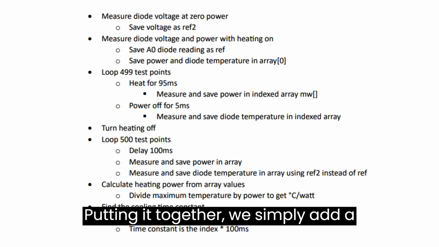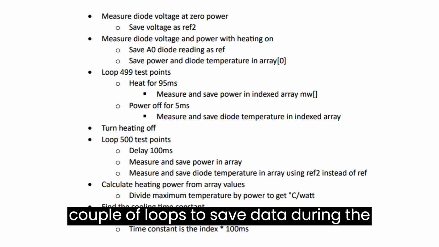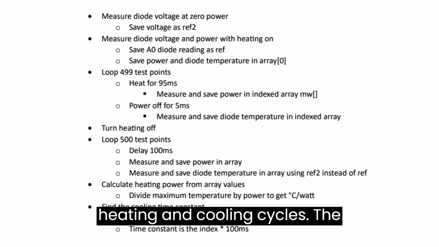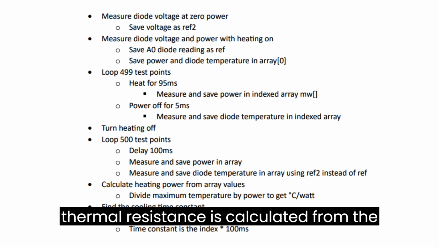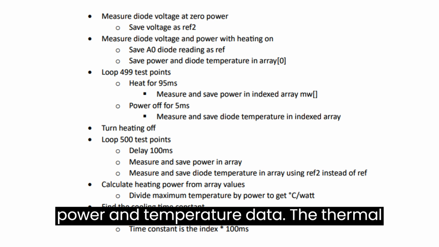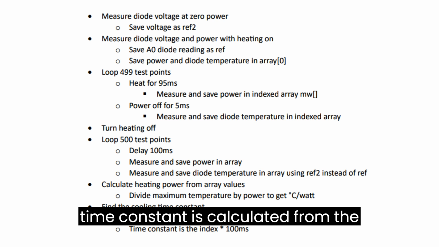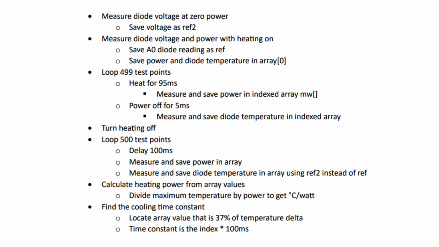Putting it together, we simply add a couple of loops to save data during the heating and cooling cycles. The thermal resistance is calculated from the power and temperature data. The thermal time constant is calculated from the cooling temperature data.